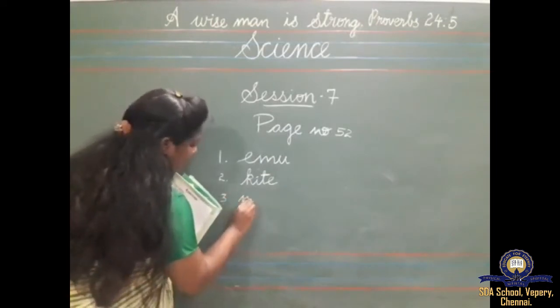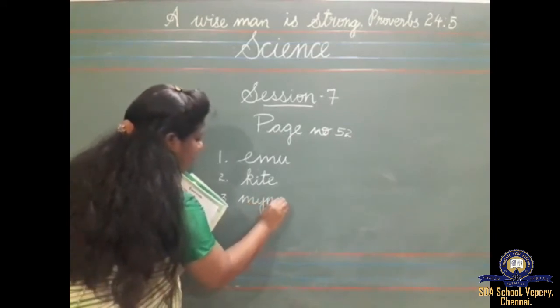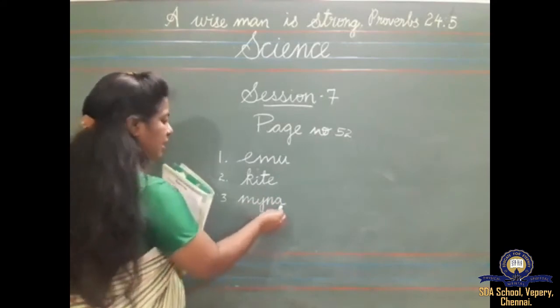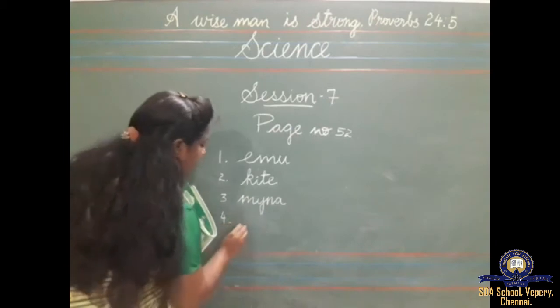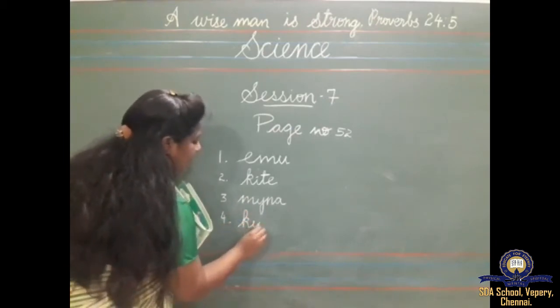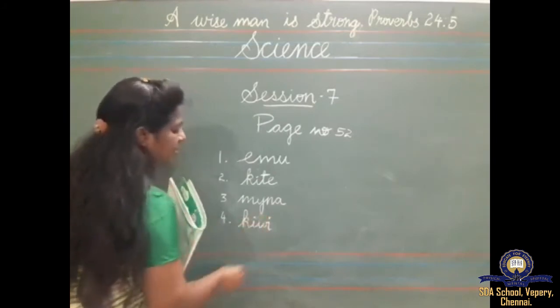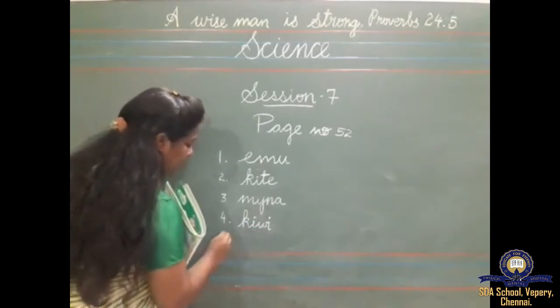Myna. M-Y-N-A. Myna. What is the fourth one? Kiwi. K-I-W-I. Kiwi. What is the fifth one?